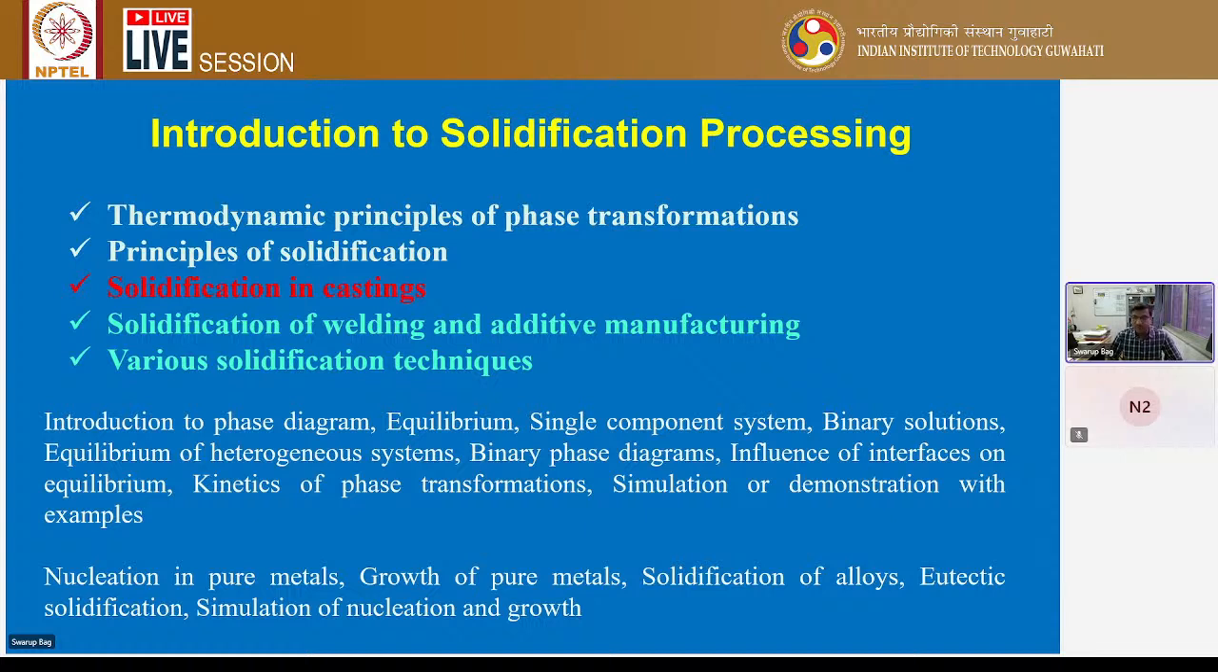Of phase transformation, and in this case, probably most of the content you have studied in your basic thermodynamic course, and from there you just try to utilize this understanding to explain the solidification behavior or application of the solidification to understand the solidification processes.